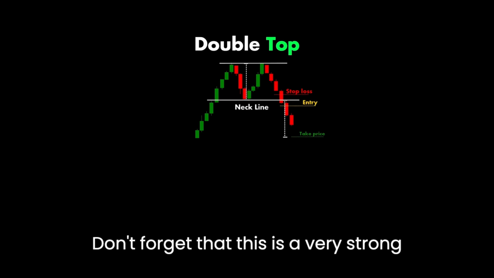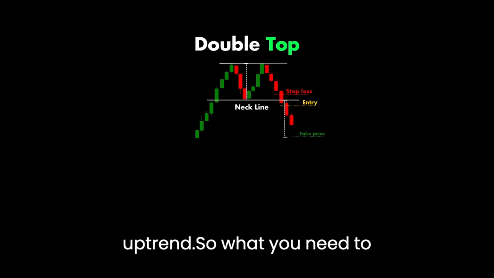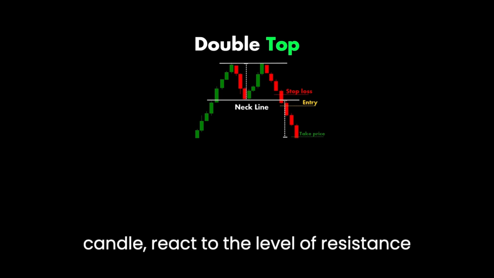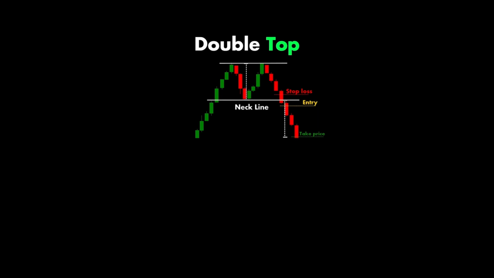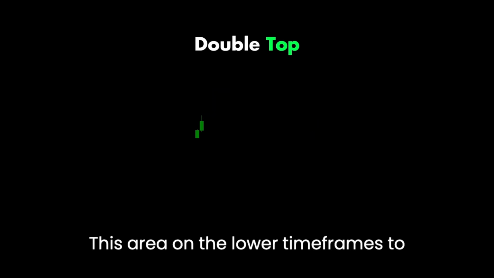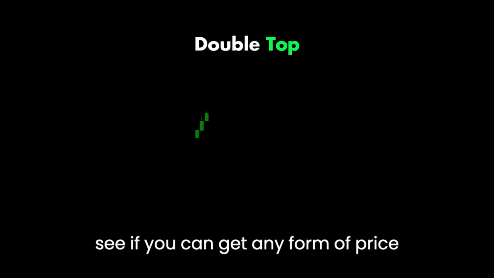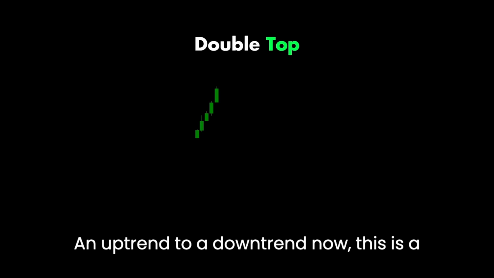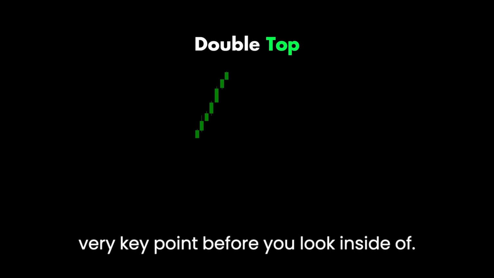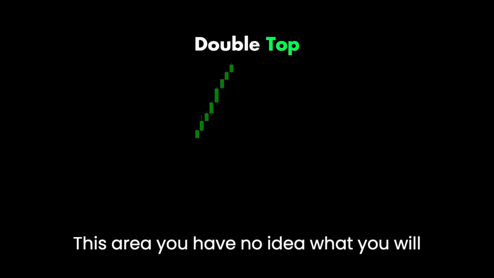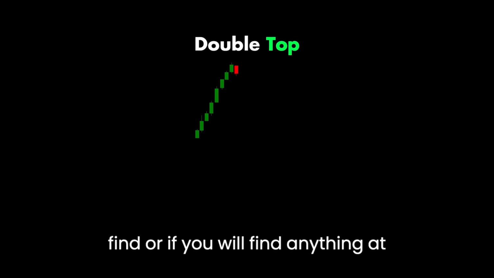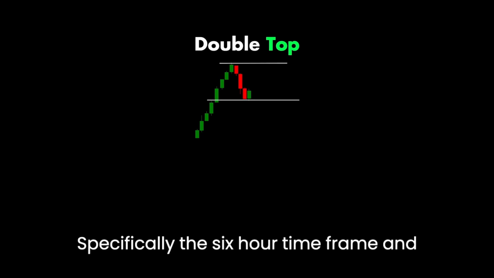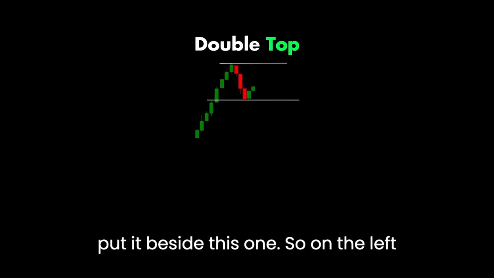Don't forget that this is a very strong uptrend. So what you need to do is, after you have your long wick candle react to the level of resistance, you need to look inside of this area on the lower time frames to see if you can get any form of price action that signals a trend change from an uptrend to a downtrend. Now, this is a very key point before you look inside of this area. You have no idea what you will find or if you will find anything at all, so let's pull up a lower time frame, specifically the 6-hour time frame, and put it beside this one.